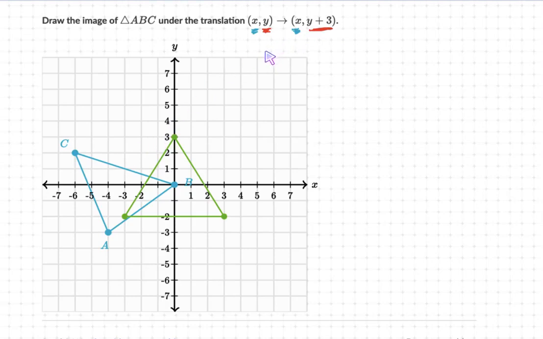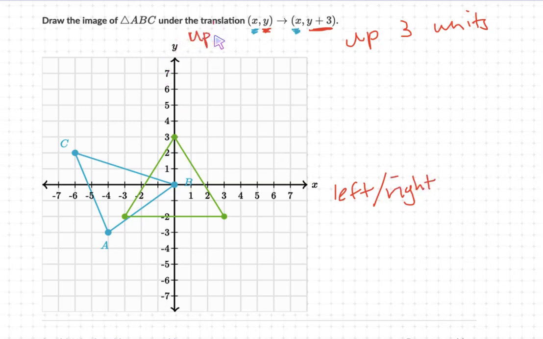The x's remain the same, so we're really just changing things on the y-axis. So we're only moving things up or down. And by adding 3, you're moving it up. So we're basically just taking each point and we're moving up 3 units. Because the x-axis is moving left to right, and then the y-axis is moving up and down. So by saying that the y value is adding 3, you're moving it up 3 units.